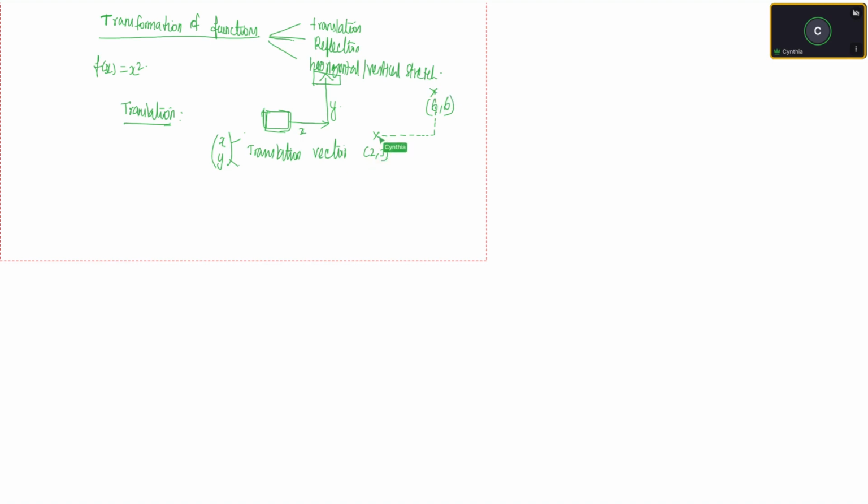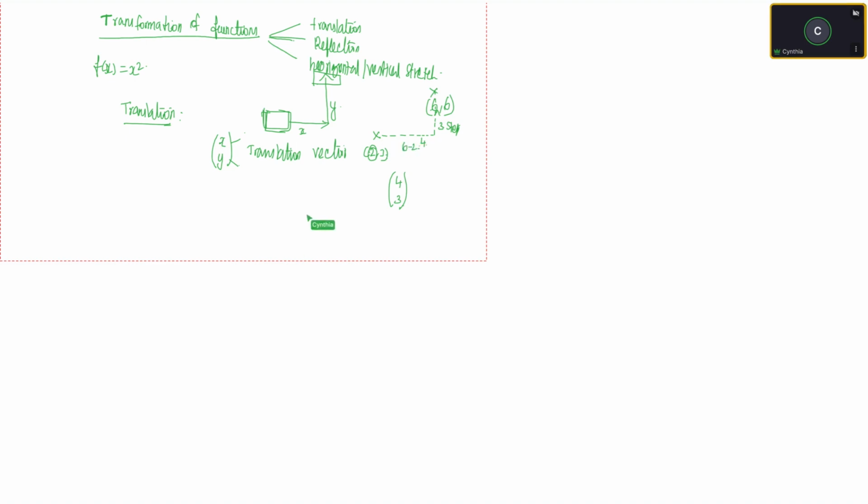So what happened? Horizontally from 2 to 6. That means it is 6 minus 2, so it is 4. Horizontally it is moved 4 and vertically it is moved 3 to 6. That means 3 steps. So the translation vector is, in the horizontal direction it is 4 and in the vertical direction it is 3. This is the translation vector.